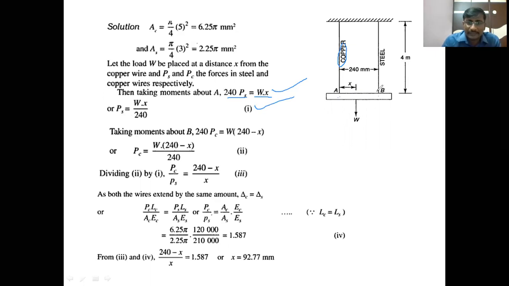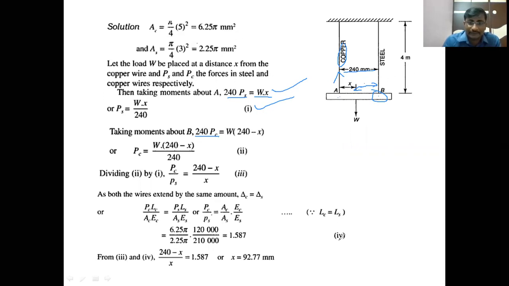Now take the moment at this other point. 240 into PC, the load shared by the copper material, load into perpendicular distance, is in the clockwise direction. And W into how much distance? Total is 240, this is X, the remaining distance is 240 minus X. So W into 240 minus X is in the anti-clockwise direction. PC into 240 is in the clockwise direction.